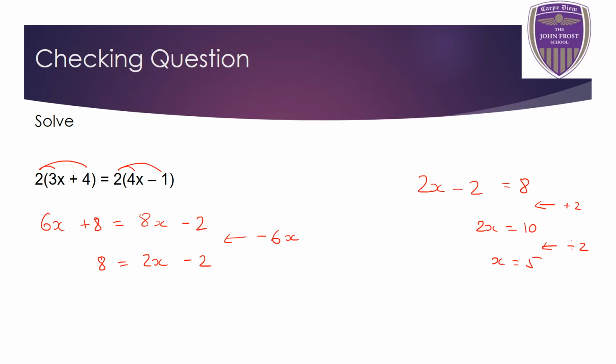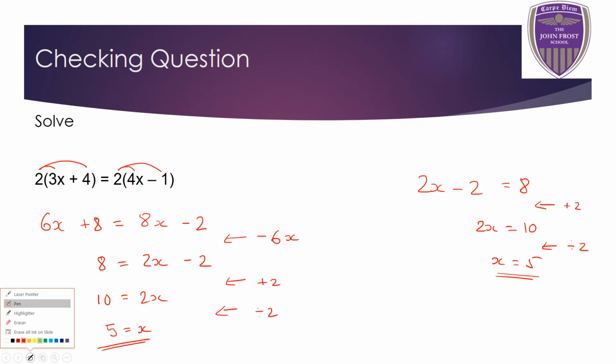Leaving it in this order here, we'd still be doing exactly the same thing. We would still be adding 2 to both sides because this minus 2 inverse is plus 2, isn't it? So we would get 10 equals 2x, and then we would still be dividing by 2, because this means times by 2, so we do the inverse. So we would get 5 equals x, and obviously 5 equals x and x equals 5 mean the same thing.